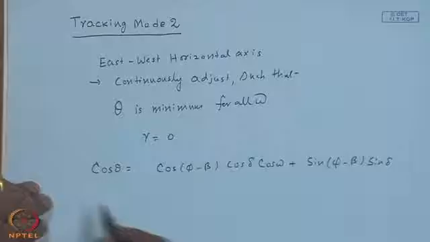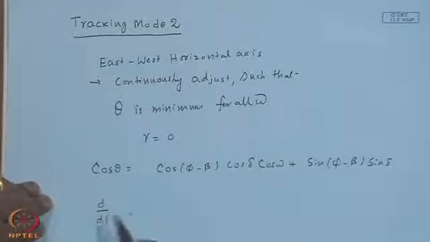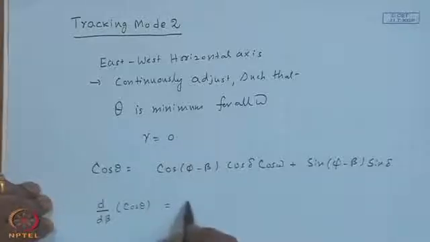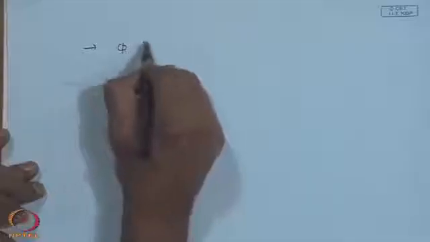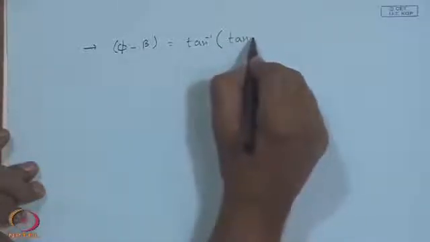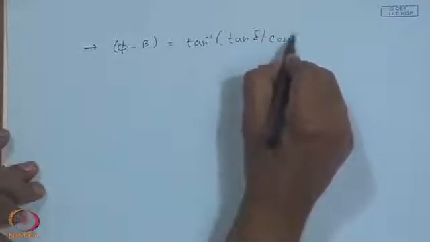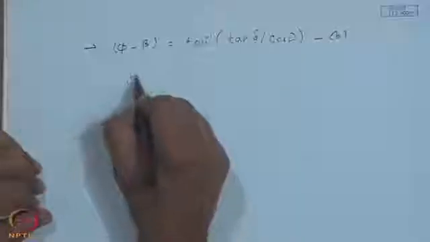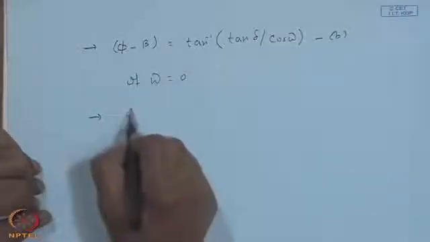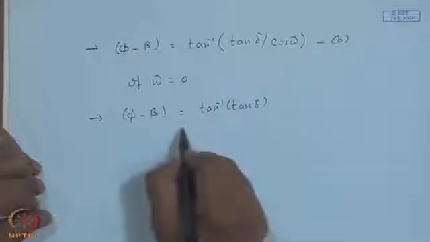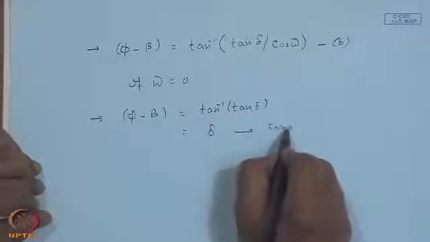So, what we do is we do d by d beta of cos theta and equate it to 0. That will give me the condition phi minus beta is given by tan inverse of tan delta by cos omega. So, this is B, or tracking mode 2. Now, let us see if omega equal to 0, this means phi minus beta equal to tan inverse tan delta equal to delta, same as A.